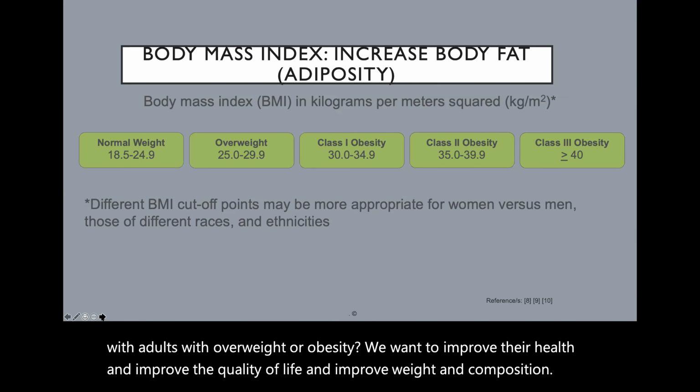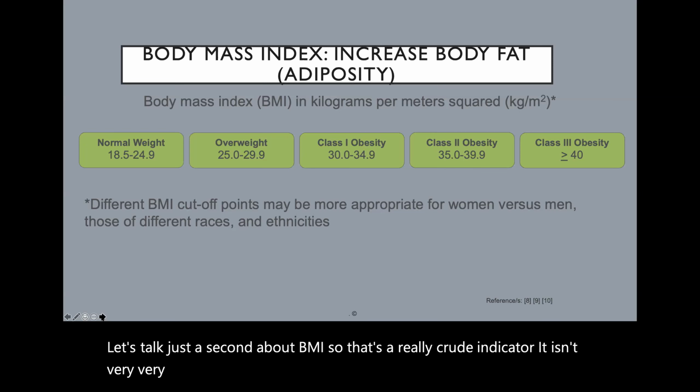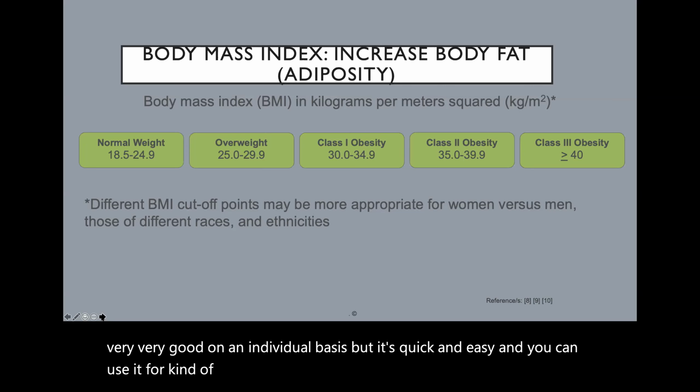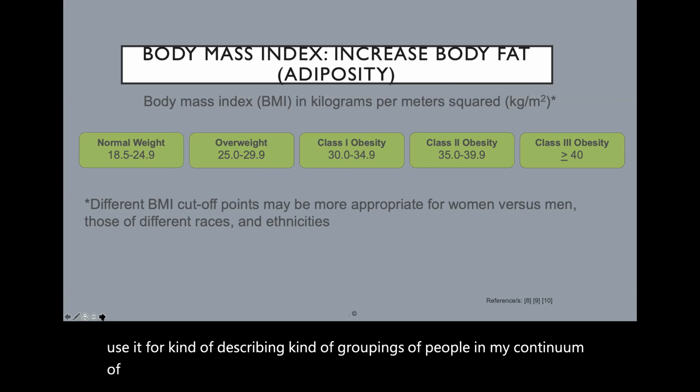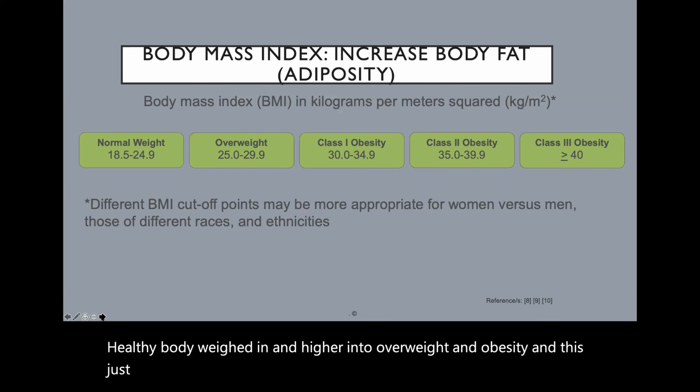Let's talk just a second about BMI. So that's a really crude indicator. It isn't very good on an individual basis, but it's quick and easy. And you can use it for describing groupings of people in a continuum of low body weight, healthy body weight, and then higher into overweight and obesity. And this just shows you the range.